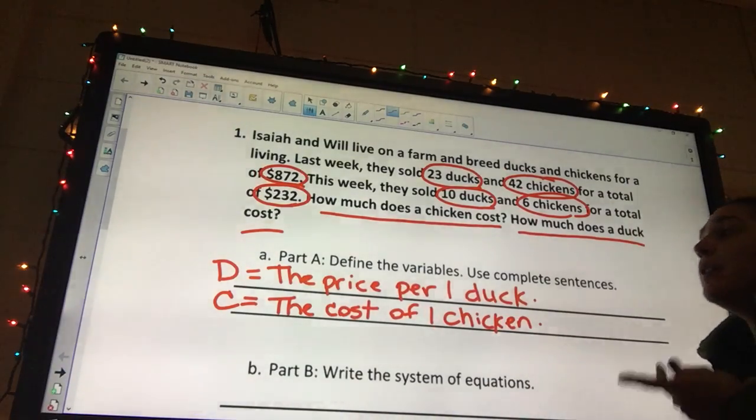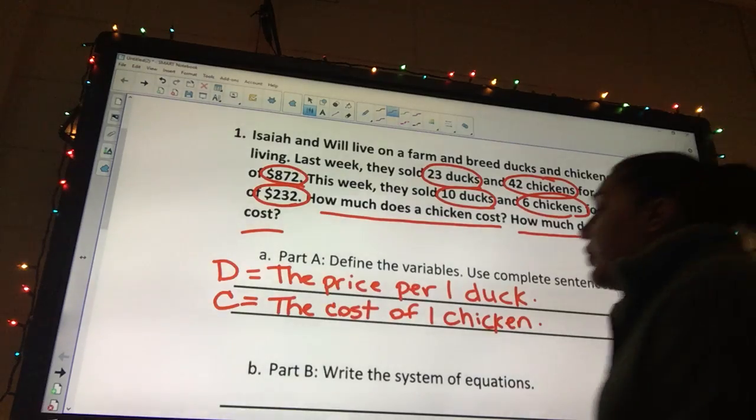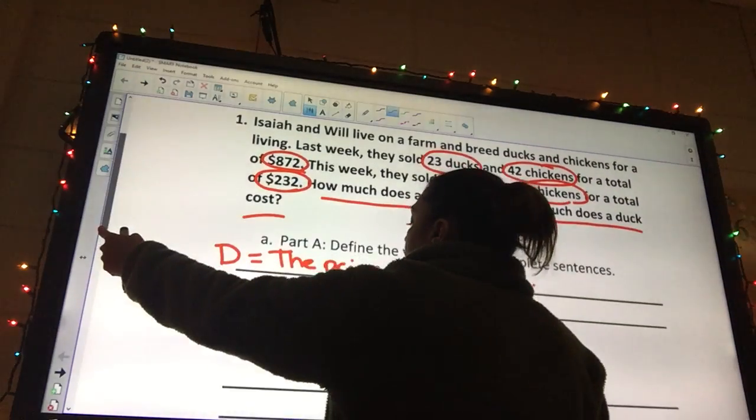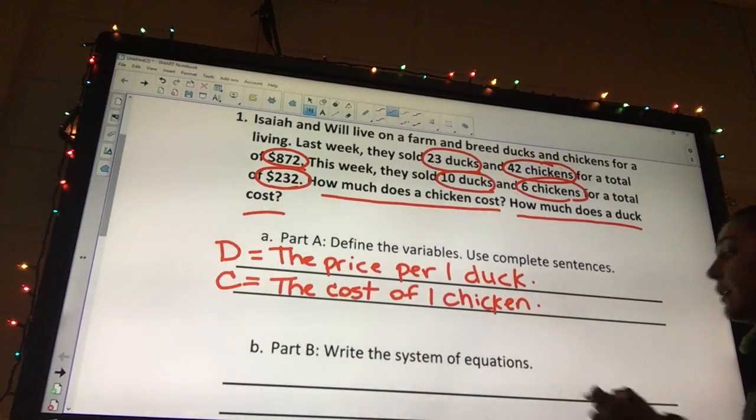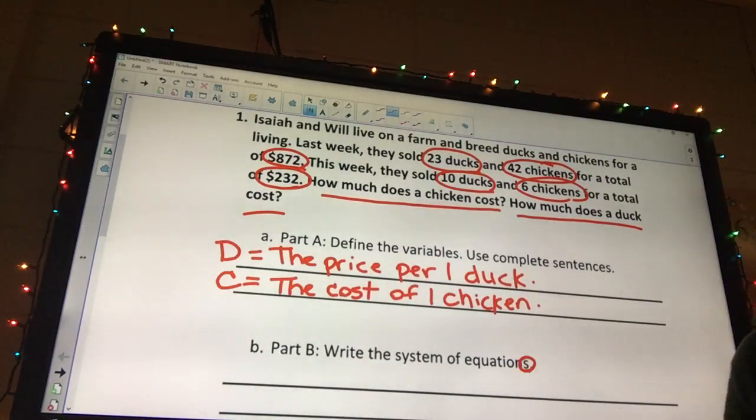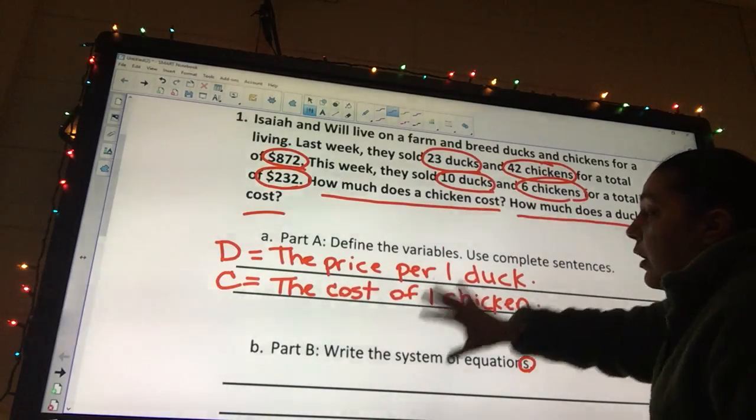That wasn't too bad, and the more you do these, the easier they get. The next section, part B, says write the system of equations. System of equations means you should have two equations for this system. So we can go back through here and start putting our stuff in.